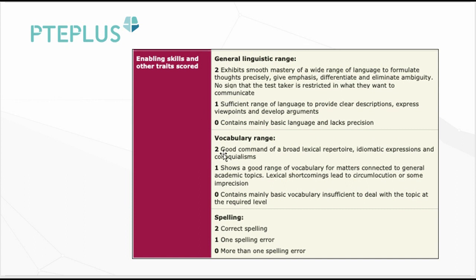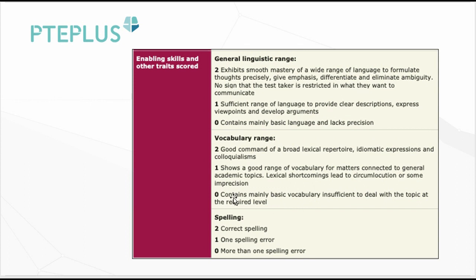We've got vocabulary range. You'll get 2 marks if you show a good command of a broad lexical repertoire. Repertoire means how many words you've got in your brain. Idiomatic expressions and colloquialisms. Colloquialisms means day-to-day language, and idiomatic expressions are like, you know the drill, we've got the situation under wraps. So things like that. And moving down, you'll get 1 if you show a good range of vocabulary for matters connected to general academic topics. Lexical shortcomings lead to less precision, and so you'll be losing marks.